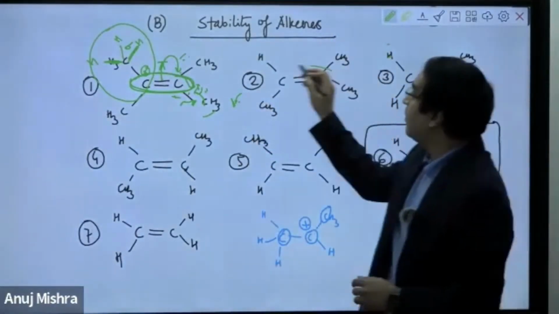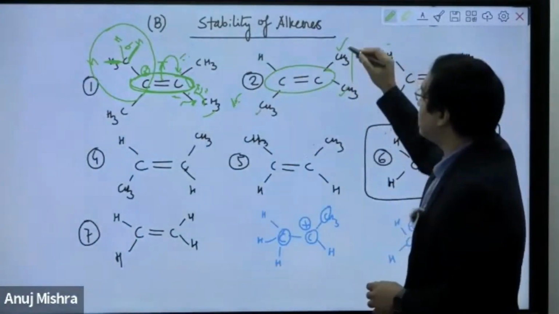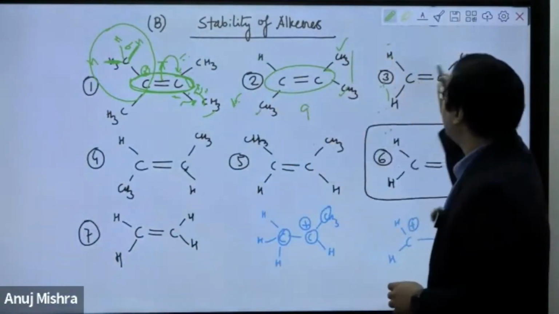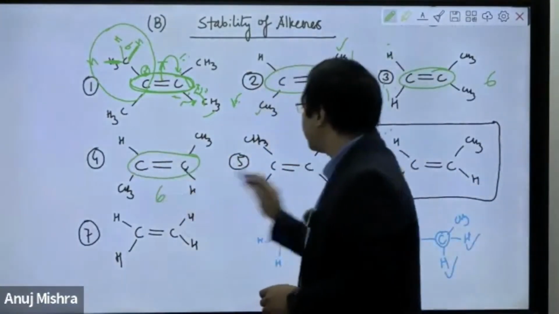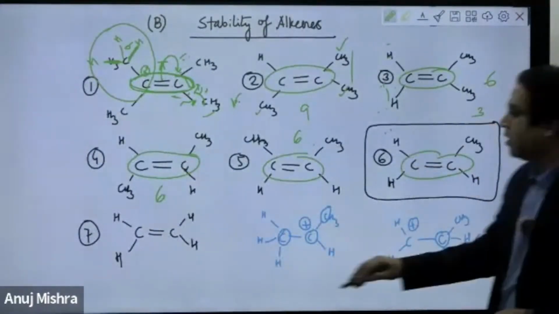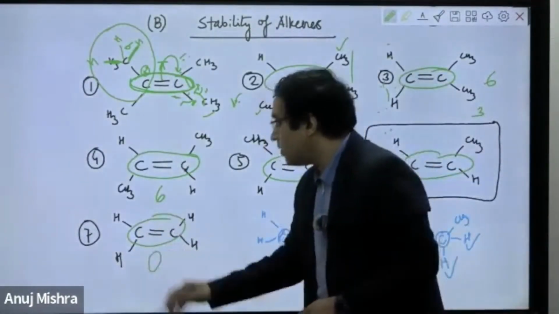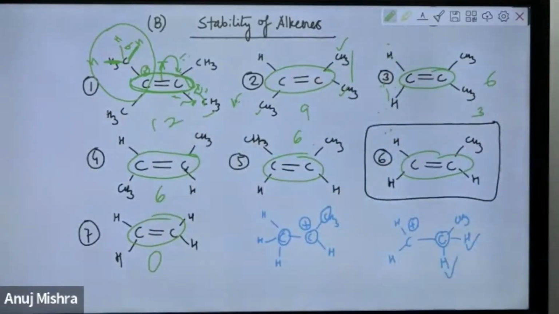If you see this C double bond C, these are my alpha carbons and these are alpha hydrogens. So 3 plus 3, 6, 3, 9. If you see this one, 3, 3, 6. This one, 6. This one, 3 and 3, 6. This one, just 3. This last one, 0. And the first one, 12. Do you understand this? This is how we count alpha hydrogen.